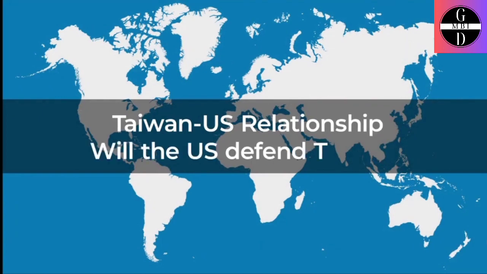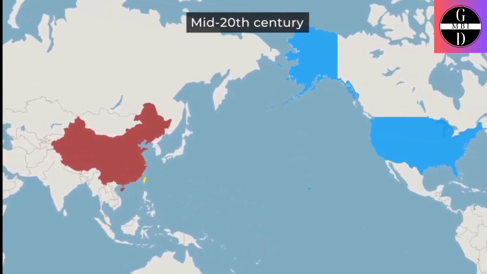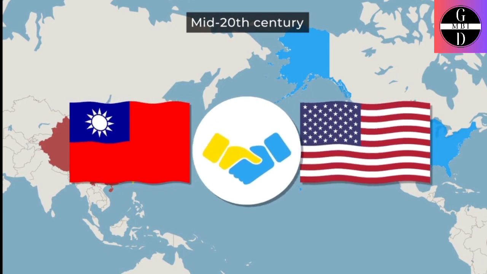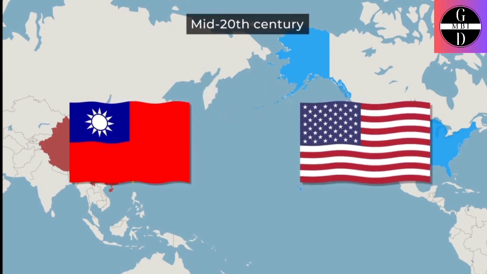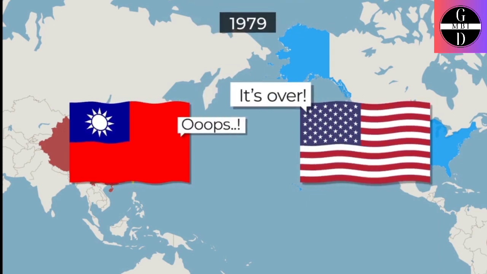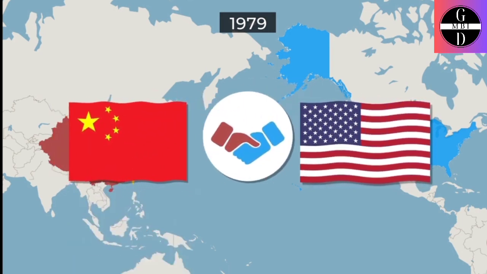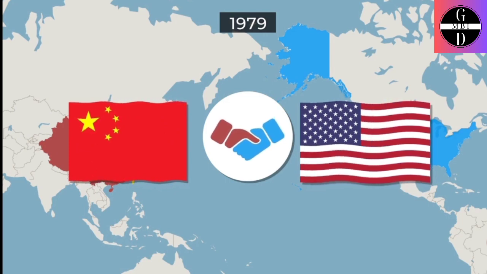Taiwan-U.S. relationship. Will the U.S. defend Taiwan? Back in the mid-20th century, the U.S. developed diplomatic relations with Taiwan and recognized the Republic of China and Taiwan as the representative government of China. However, in 1979, it cut the diplomatic ties, revoked its mutual defense treaty with Taiwan, and, at the same time, established formal diplomatic relations with mainland China.